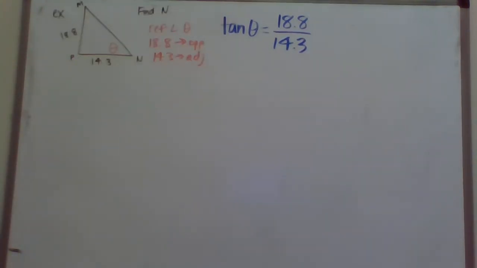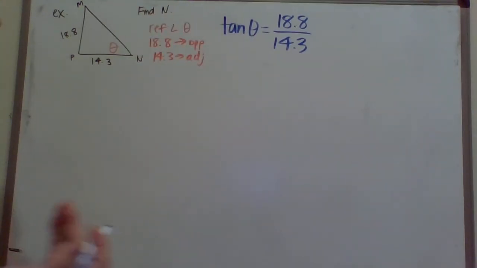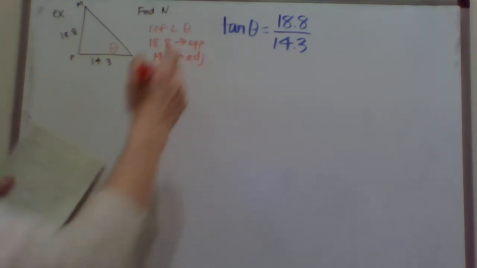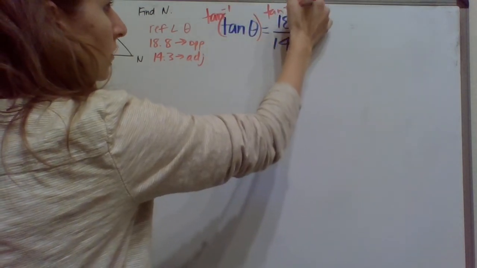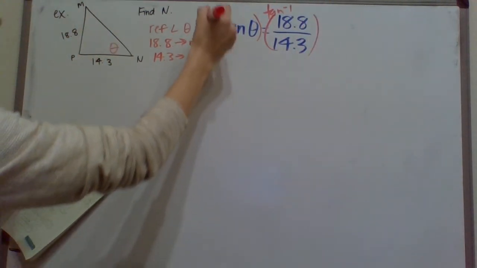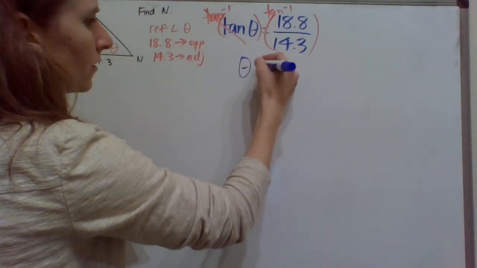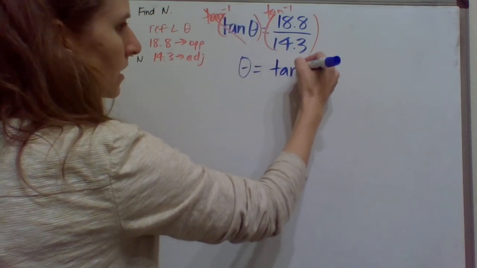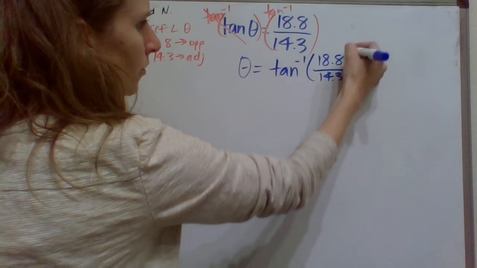In the other problems, we'd cross multiply or multiply both sides by something. But remember here, if I'm trying to isolate theta, I need to get theta outside of tangent. To do that, I need to do the inverse of tangent, which is literally tangent inverse. So if I take the tangent inverse of both sides, remember, tangent inverse of tangent cancels because those are opposites. So we're literally just left with theta. And on the right side, we're left with the tangent inverse of 18.8 over 14.3.